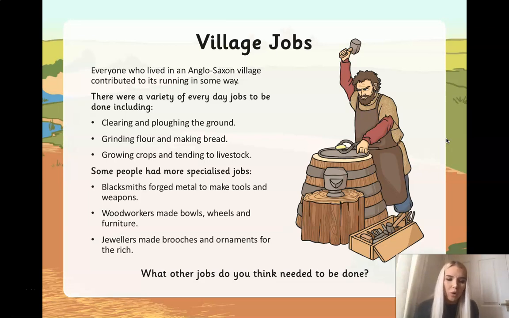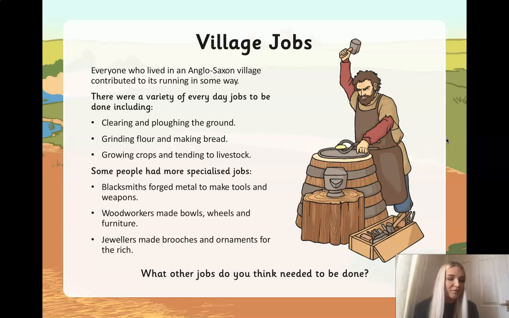Tending to the livestock, what do you think that means? That's right, so when you tend to something, you're looking after it, and the livestock would be the animals on the farm, so like you might have pigs or cows or chickens or sheep, for example, and they would look after that livestock and they might do other things with it too. We'll find out what they did with it in a little while. So those are the more general jobs, but some people who were experienced had more specialised jobs.